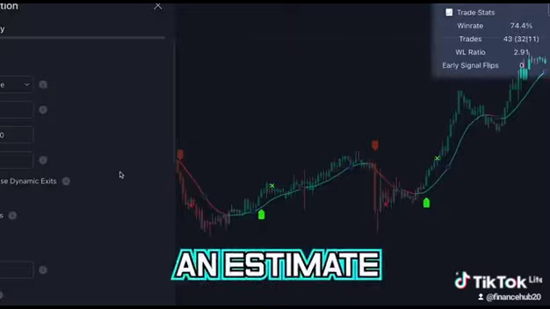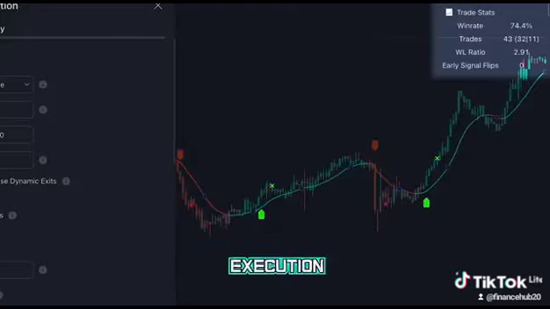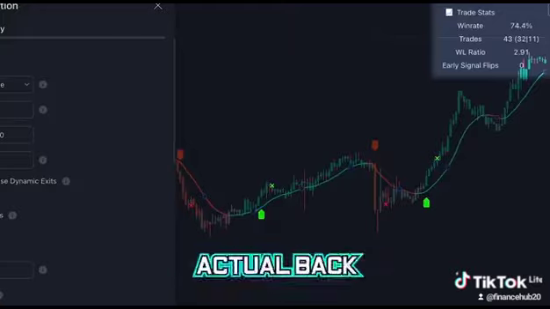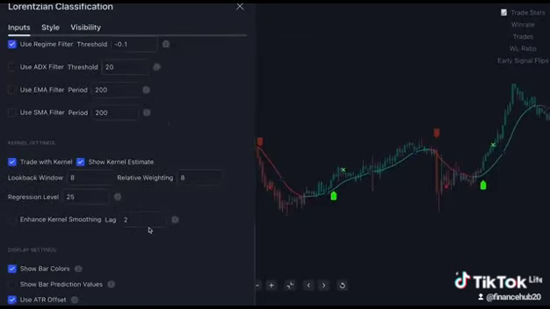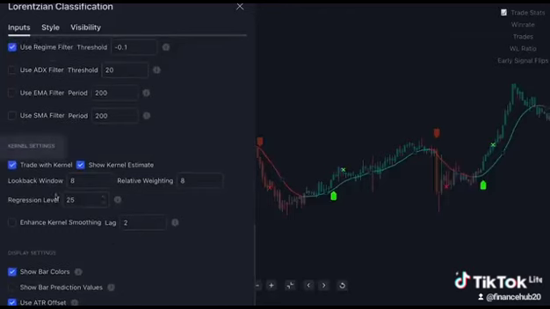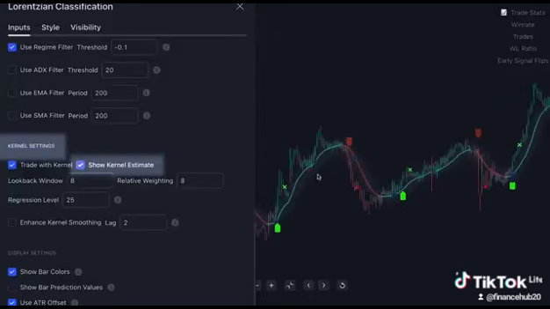Note this is just an estimate based on the next 4 bars after execution and should not be used as an actual backtester. Next, the line that we see on the chart is a kernel estimate, and you can enable or disable this if you scroll down to kernel settings. The kernel acts as another form of confluence for trade entries and trailing positions. When price is bullish, it will be green, and when bearish, it will be red.